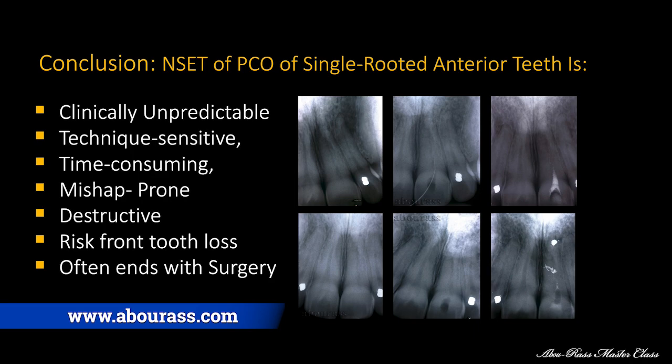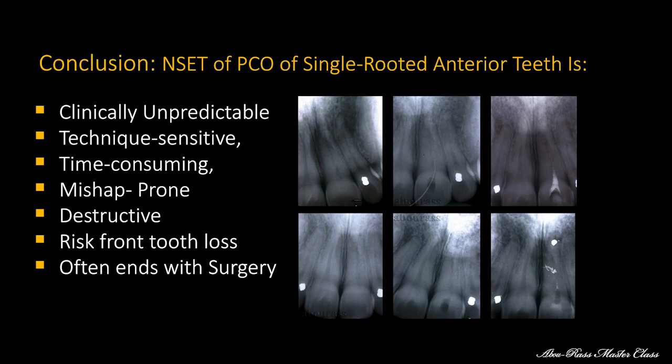conclusion that when the patient is symptomatic and you have to do the root canal, you absolutely go directly to surgical endodontics. Because non-surgical treatment is clinically unpredictable, technique sensitive, time consuming, mishap prone, destructive sometimes, and you could create false canals, create perforations, and actually risk the loss of the front tooth. And in our clinical experience, we always ended up with surgery. So this is why we created this rule.